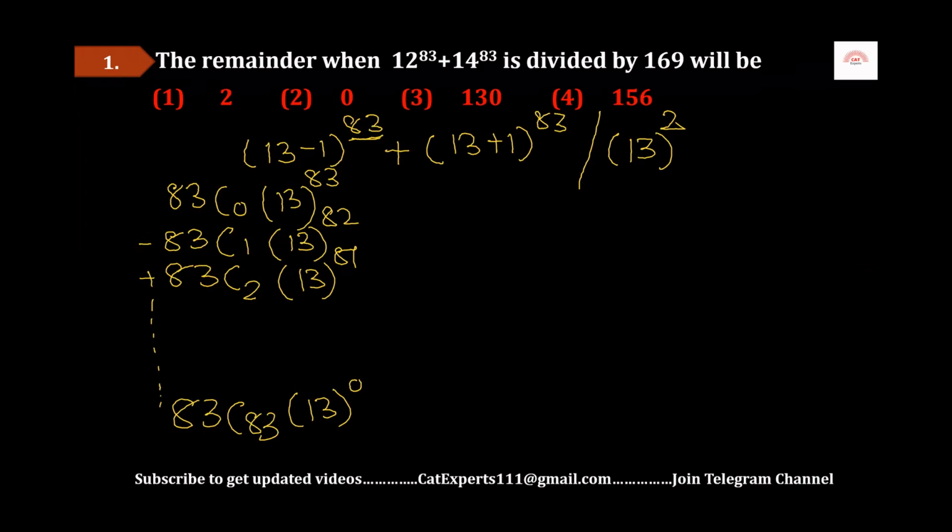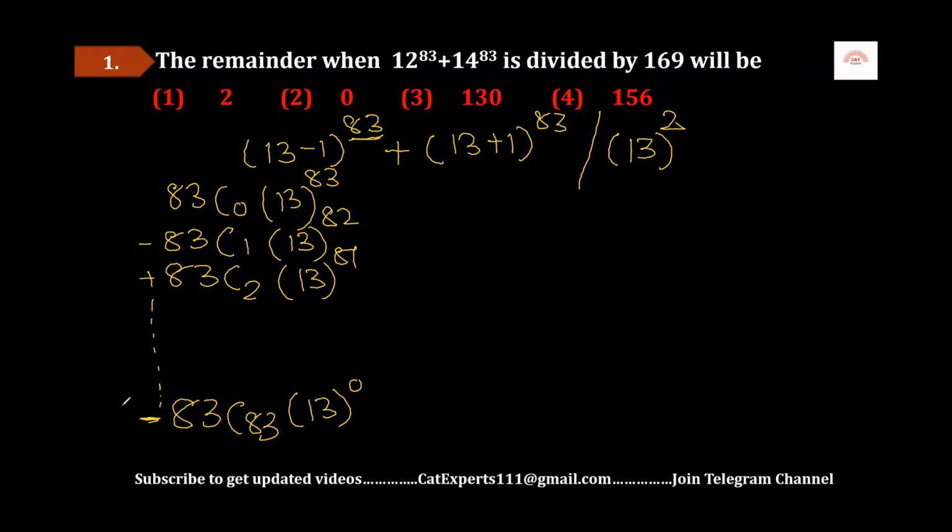So first term is positive, second negative, third positive, fourth negative. This will go on. So what can I say about this? I can say the last term will be a negative term. First positive, second negative, third positive, fourth negative. So odd number of terms will be positive, whereas even number of terms will be negative. So this is an even number of term, so it should be negative.